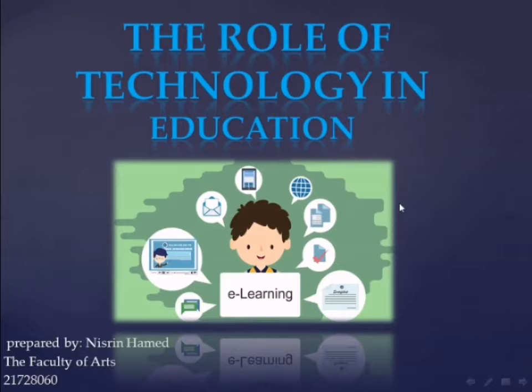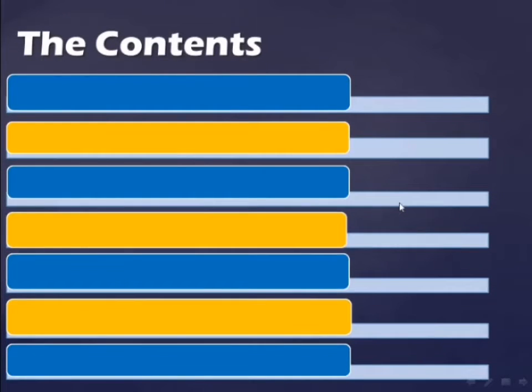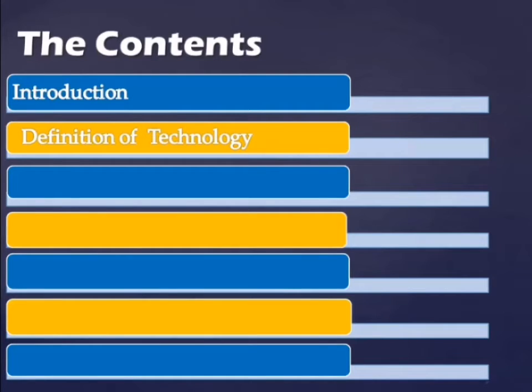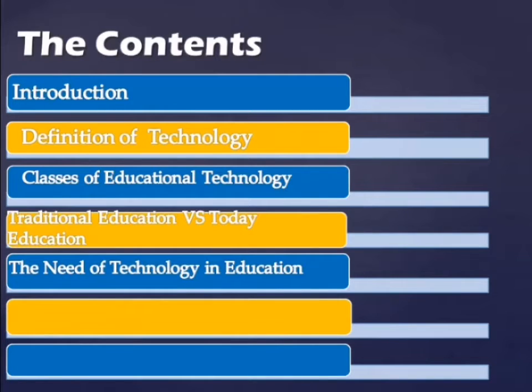So let's move and have a check over the contents. Firstly, we have here the introduction. Then the definition of technology will be showed. As well, we will show the classes of educational technology, and traditional education versus today's education will be explained too. As well, the need of technology in education, advantages and limitations of technology in education, and finally the conclusion.